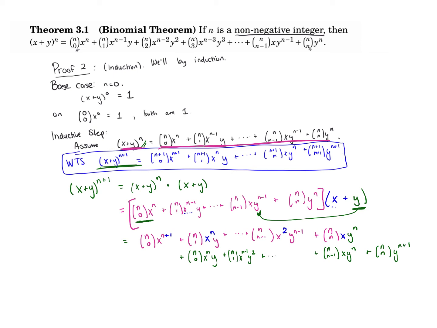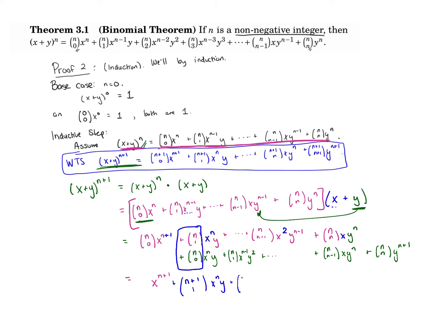And now we're going to add those two together, and let's see what we get. N choose 0, that's just 1, so that's the same as n plus 1 choose 0, x to the n plus 1, and maybe we'll change that in a minute. And now here I have n choose 1 plus n choose 0. But from our original fact, that's the sum of those two binomial coefficients. That's the same as n plus 1 choose 1. So I have an n plus 1 choose 1 times x to the n, y.